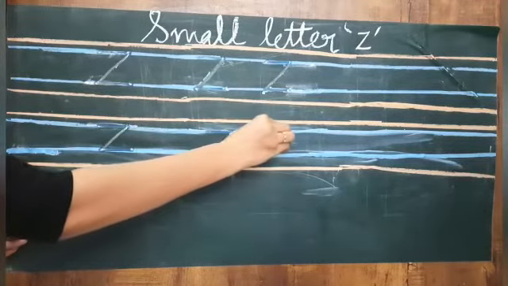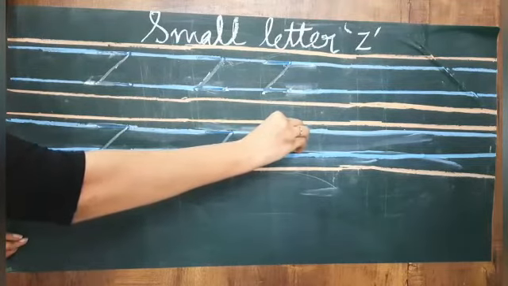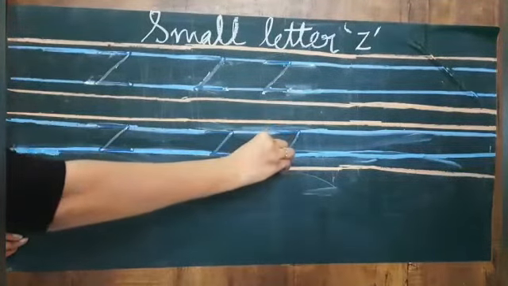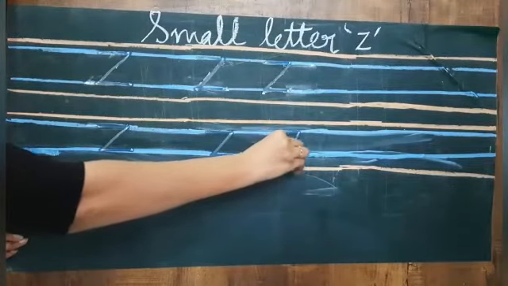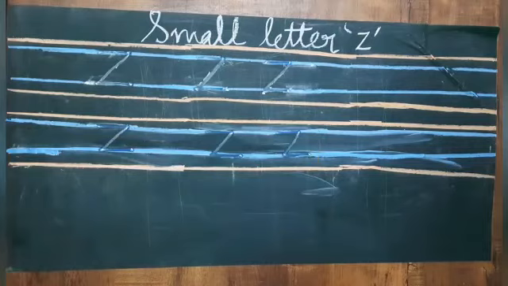One more time, slipping line from the first blue line, slanting line from the first blue line to the second blue line and slipping line. So this way you all have to complete your page number 32 and page number 33.